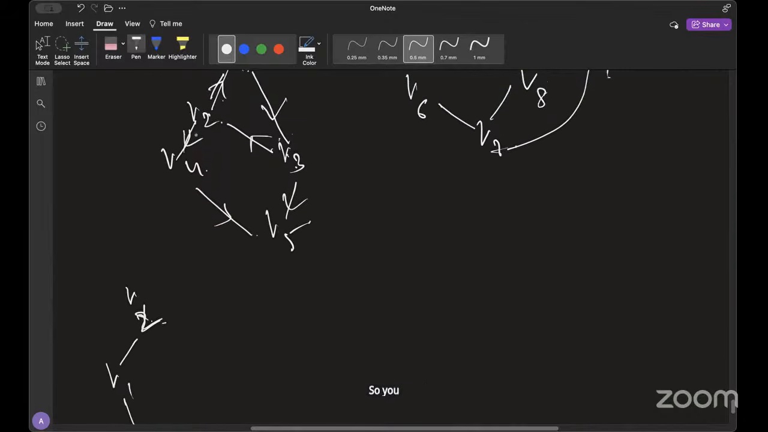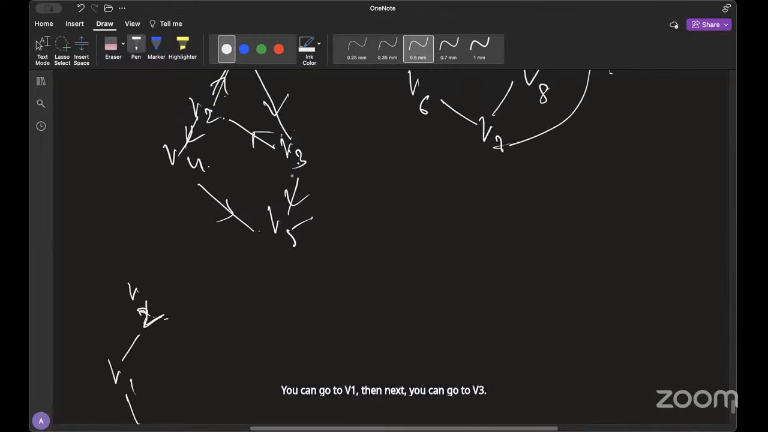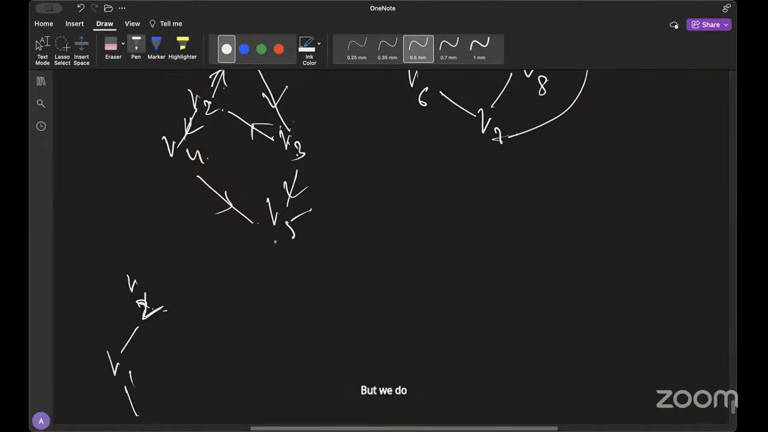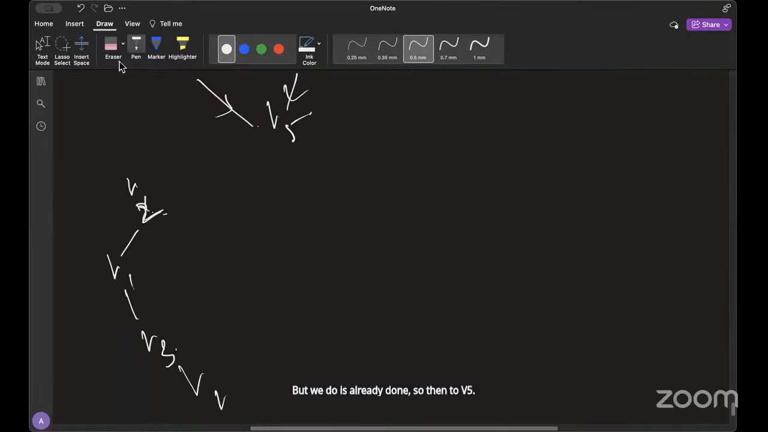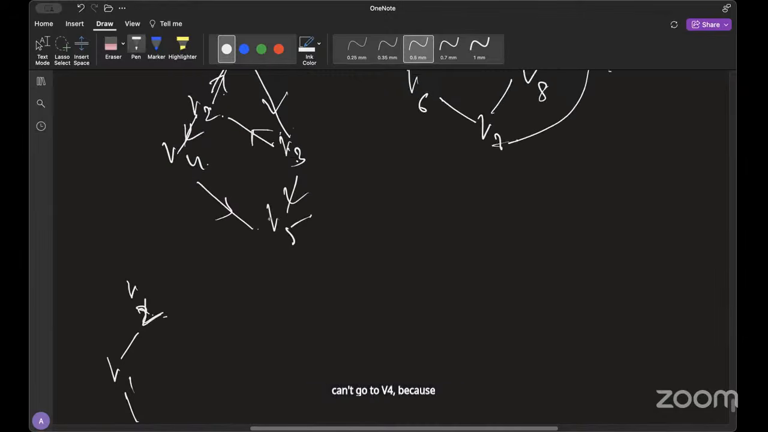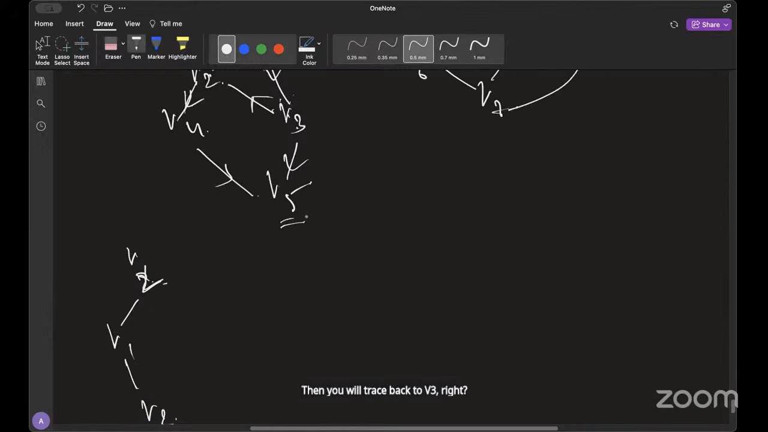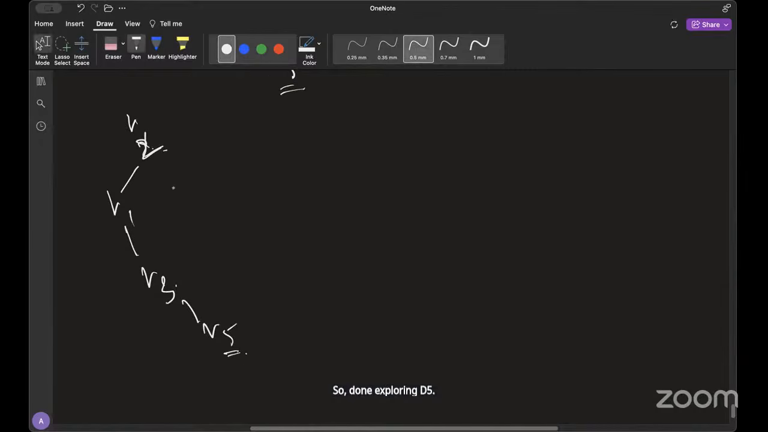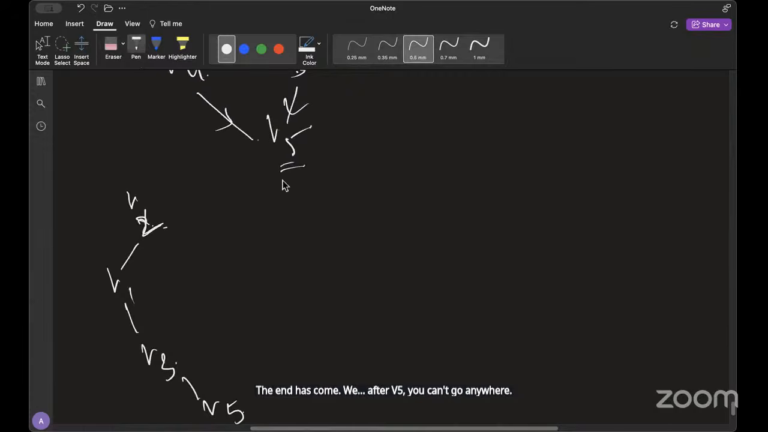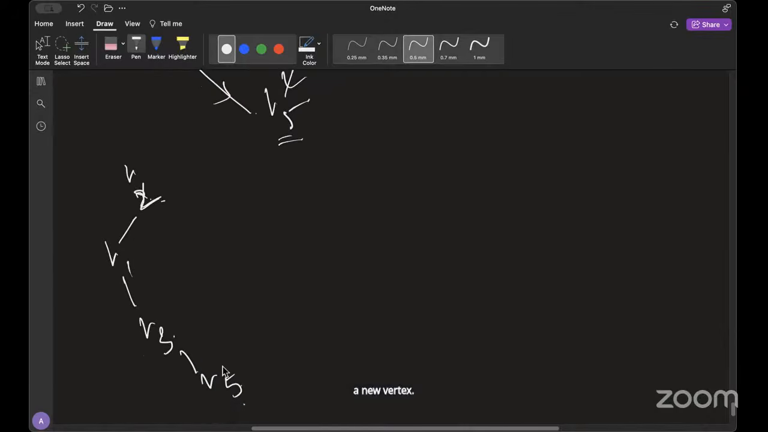So you started from V2. You can go to V1. Then next you can go to V3. Then from V3 you can go to V2, but V2 is already done. So then to V5. Then from V5, can't go to V4 because this is pointing in the other direction. Then you will trace back to V3, right? You're done exploring V5. After V5, you can't go anywhere. By anywhere, I mean you can't go to any other vertex which has not been visited so far, a new vertex other than these.